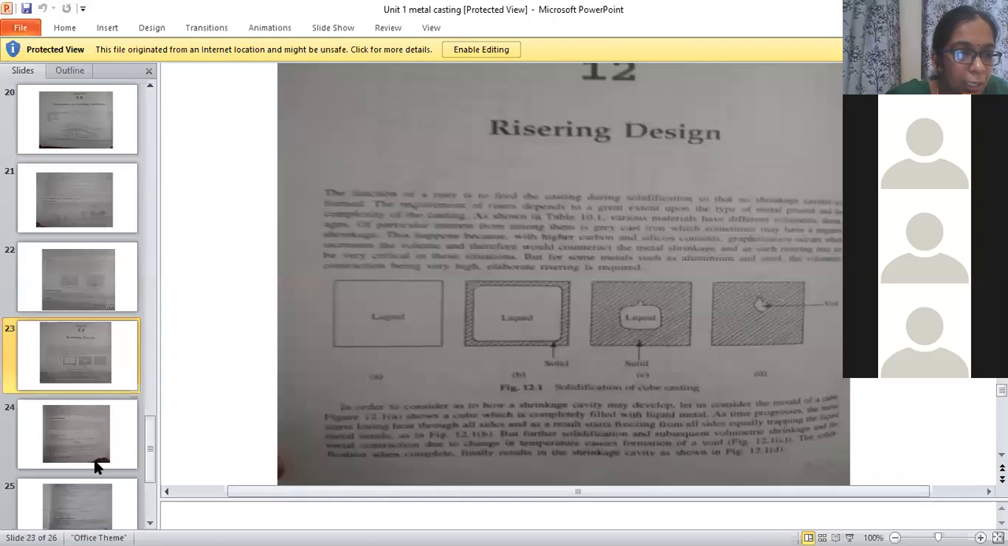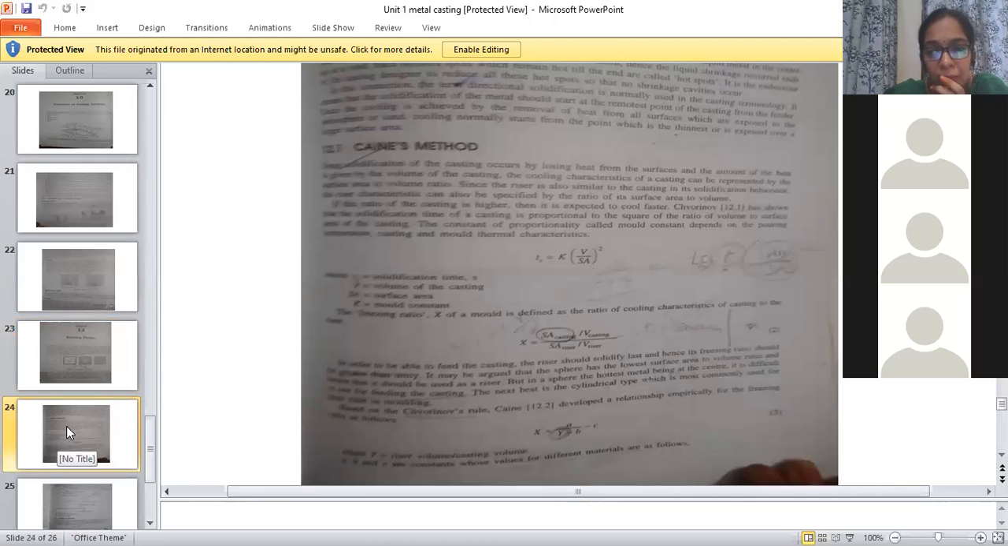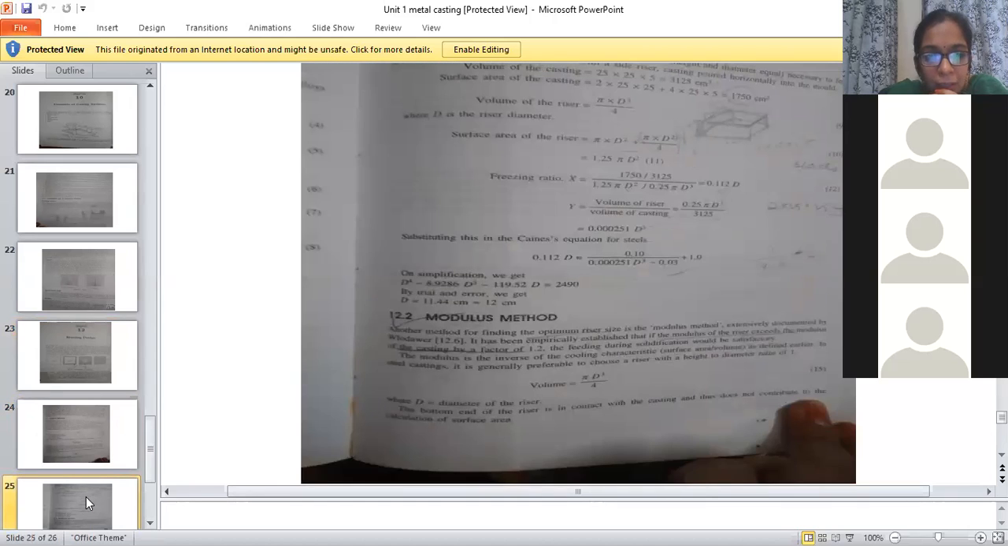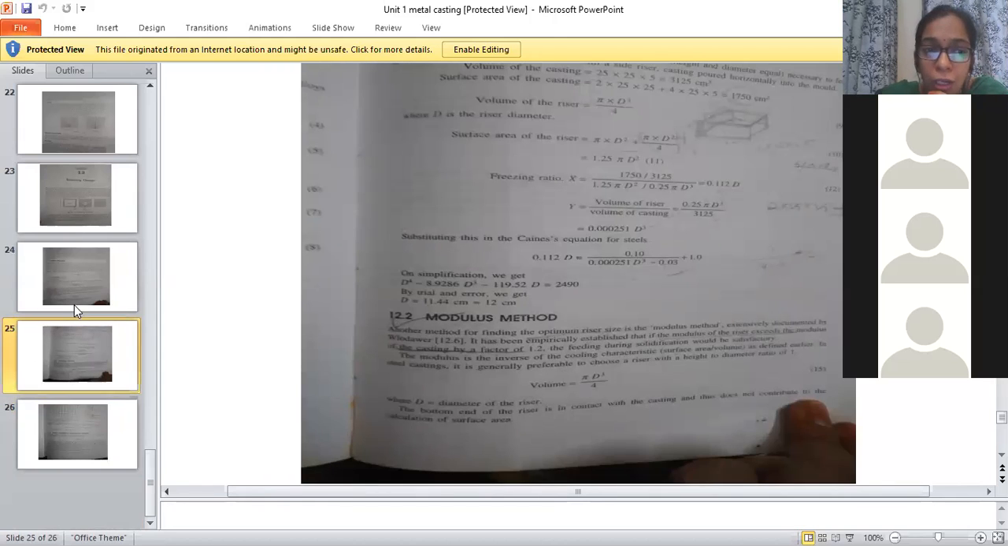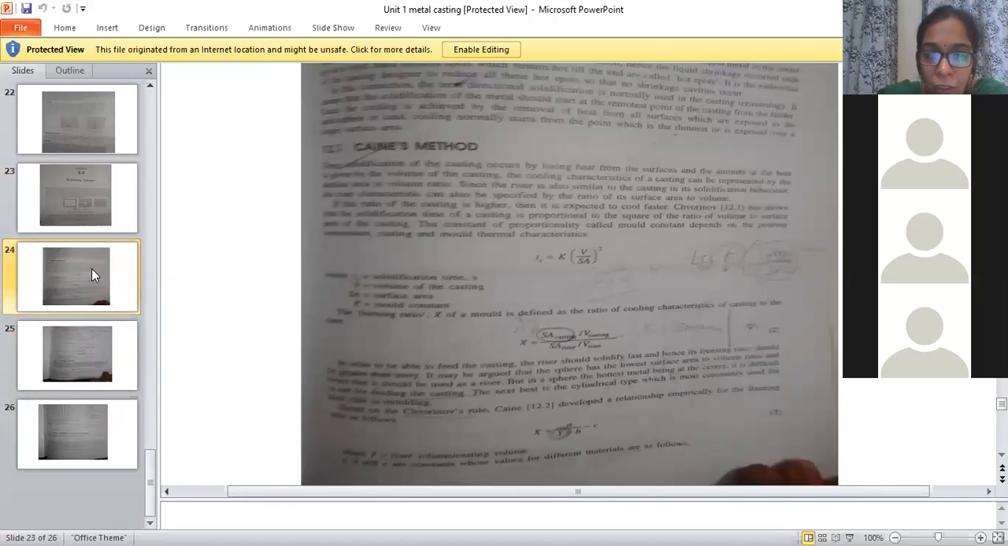The next one is, do you remember we had seen different methods? Keynes method. Remembered? Keynes method, modulus method, these are different methods to calculate the size of the riser. These methods are used to design the riser.